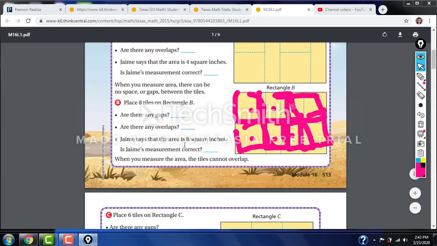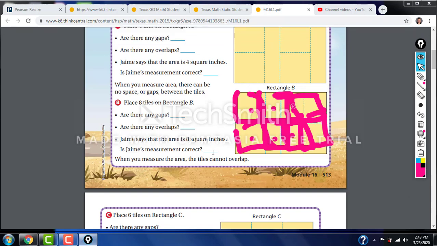Jamie says there are 8. Jamie says the area is 8 square inches. Is Jamie's measurement correct? It's a yes or a no. Well, the answer here is no, because when you measure the area, the tiles cannot overlap.